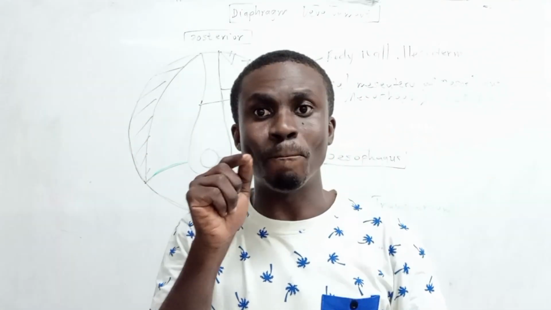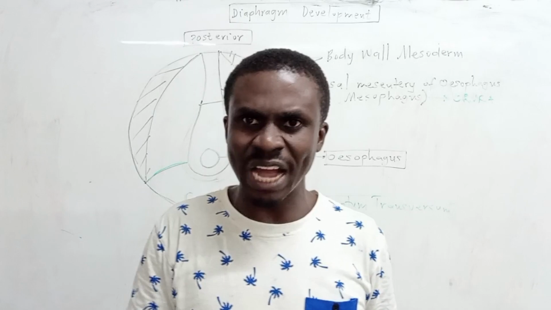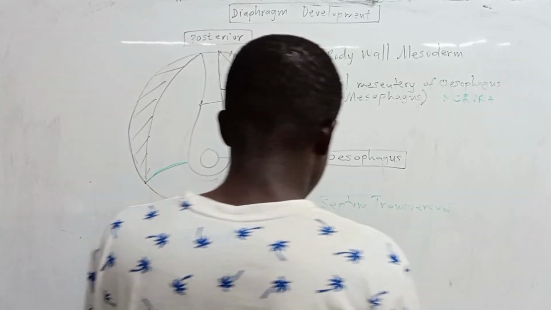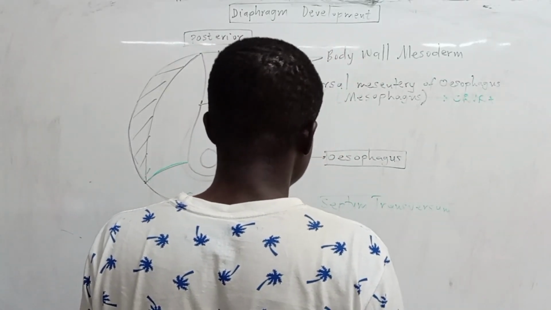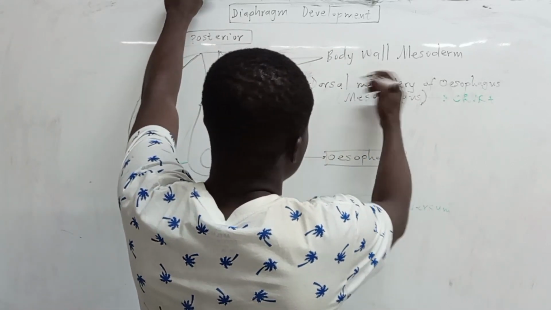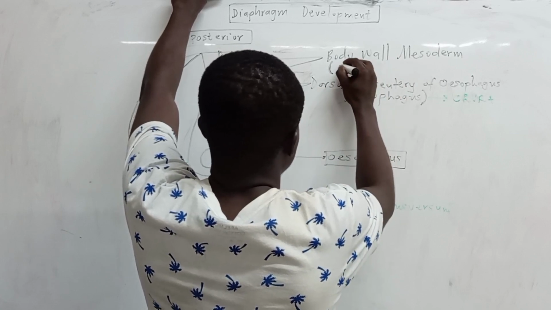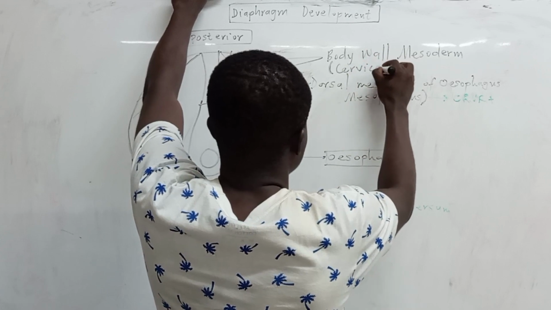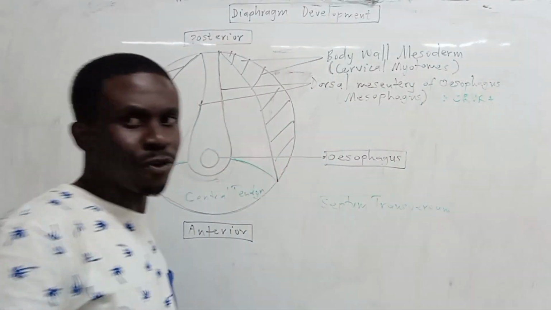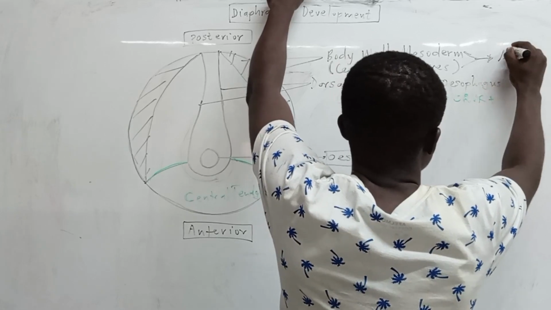But my friends, something important we have to talk about is that these muscular components originate from the cervical myotome. Remember that we talked about somites, and that we have myotomes there. Now I'm talking about the cervical myotomes. So the body wall mesoderm we are talking about over here will be coming from the cervical myotomes. Those cervical myotomes will give rise to the muscular component of the diaphragm.